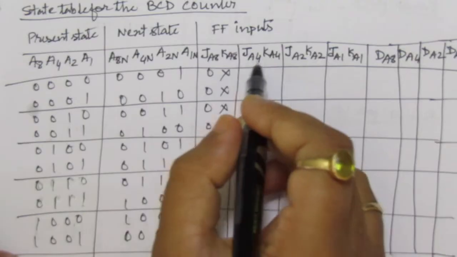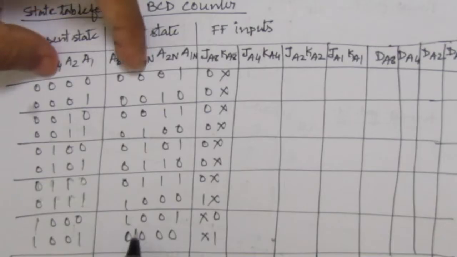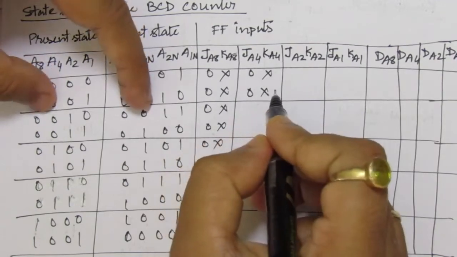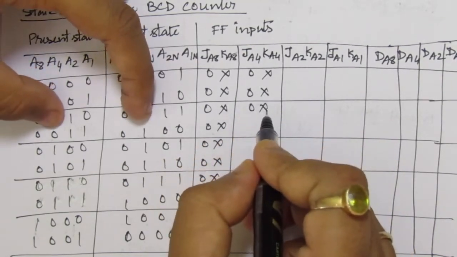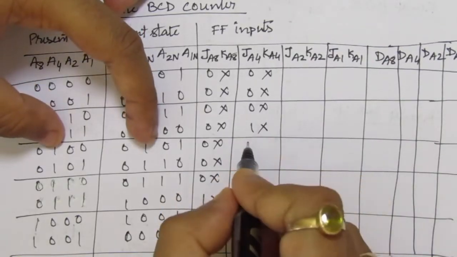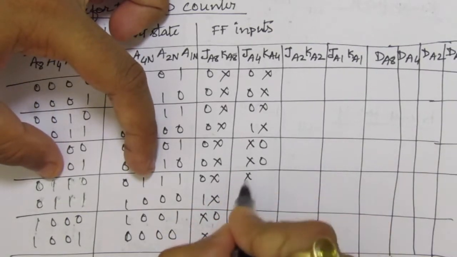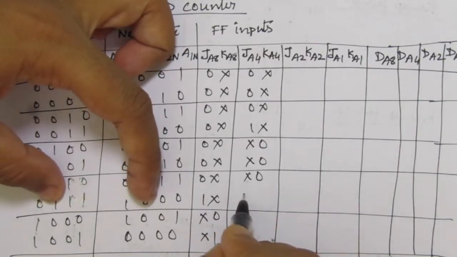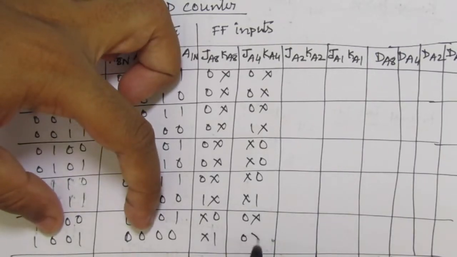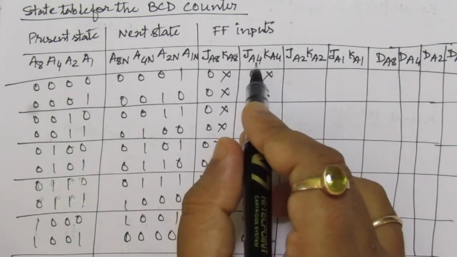Now we have to find out JA4 KA4. This is the present state, second column, and the sixth column is the next state. Here we have 0 0, so 0 don't care, 0 0 again, 0 don't care, 0 don't care, 0 and 1. 0 and 1 means 1 don't care, 1 1 means don't care 0, 1 1 means don't care 0, 1 0 means don't care 1, 0 0 means 0 don't care, 0 0 means 0 don't care. So we have got the inputs for the third flip-flop, that is JA4 KA4.